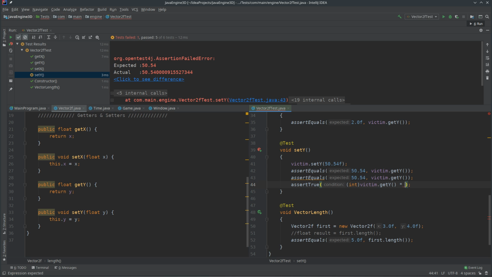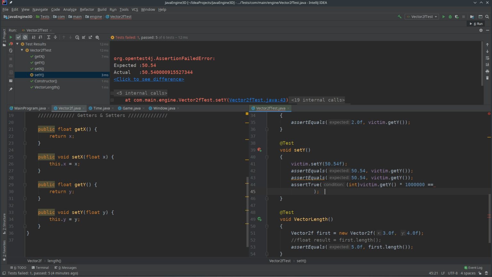So that's 1, 1, 2, 3, 4, 5, 6. And that has to be equal to... Let's come outside. Get back there. Int, in brackets, of course.